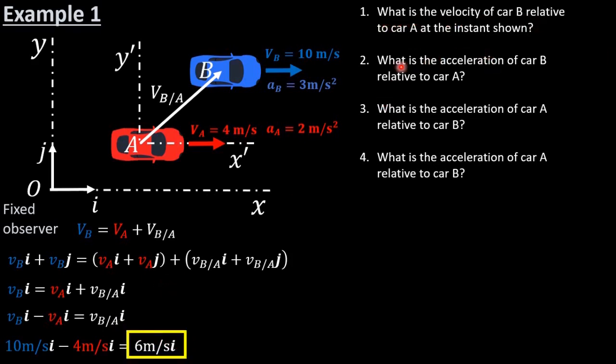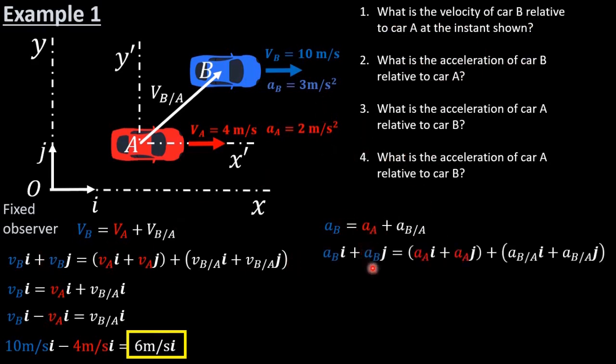So for question 2, what is the acceleration of car B relative to car A? There's our relative acceleration equation. Same thing again as before, all the components in the j direction are going to go, because there's no acceleration in the j direction for car B, no acceleration in the j direction for car A, and there's no relative acceleration in the j direction because the relative velocity in the j direction between the two cars was 0, which means this term is going to go as well.